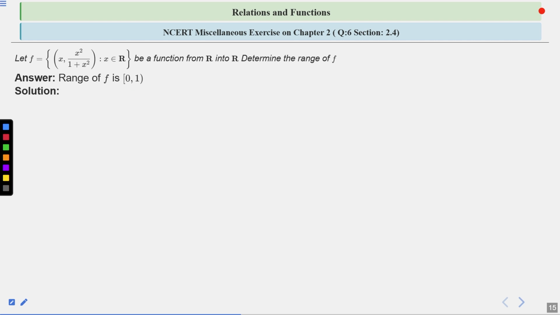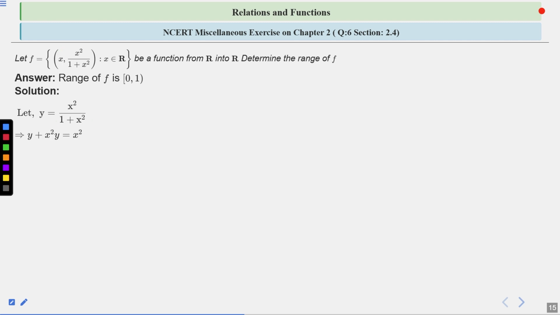So solution. The rule is quite simple that for each input, you are having your output as x square by 1 plus x square. Yes? Quite simple. So we are using our approach where we replace f(x) by y. So y is equals to the output expression, which is x square by 1 plus x square.